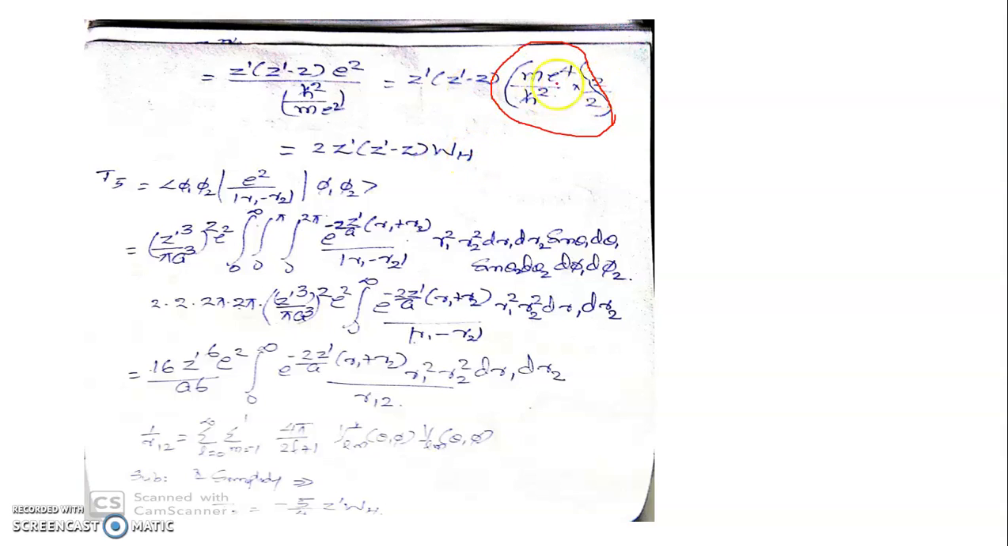So this may be written as 2Z' into (Z' minus Z) WH. Keep in mind term number 4 is also exactly this one. So overall, in the last substitution, this will be doubled.